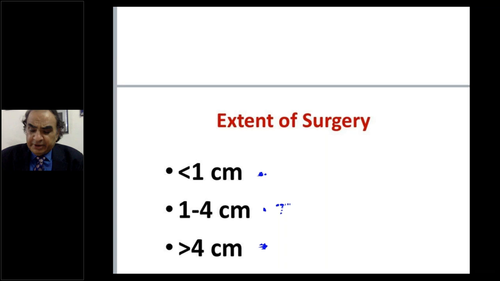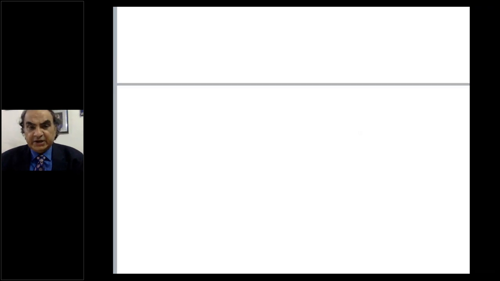The overlap of slides is mainly on account of the network connection, so we can't do much about that, but I'm covering up both sides slides each time that I'm discussing. So I'll take 1 centimeter and 4 centimeters as a cutoff. Less than 1 hemi, more than 4 total. If there are nodes present, I'll do total thyroidectomy with neck dissection. That's an answer in the exam.